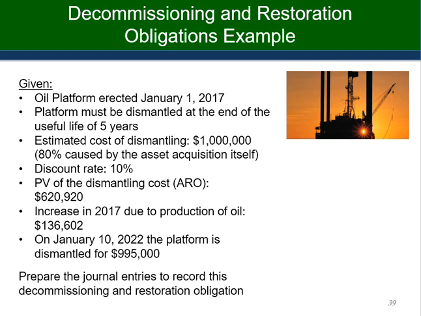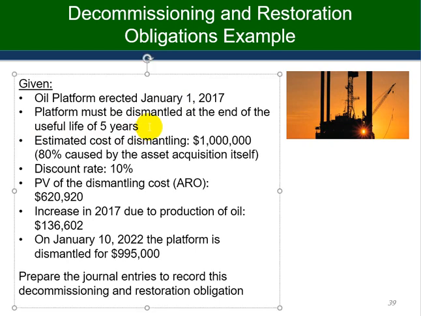Now here's an example. So we have an oil platform which is erected on January the 1st, 2017. It's going to have to be dismantled after 5 years, so we've got 5 years of production rights. The cost is going to be $1 million, and 80% of that value is related to the asset acquisition. We have a discount rate of 10%, which is our borrowing cost, whatever that might be.